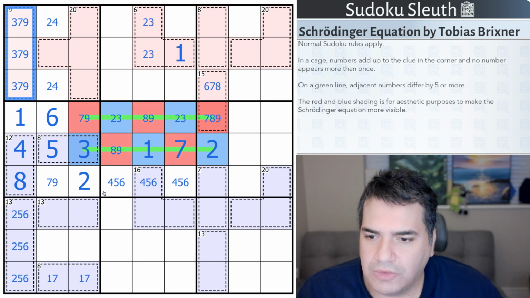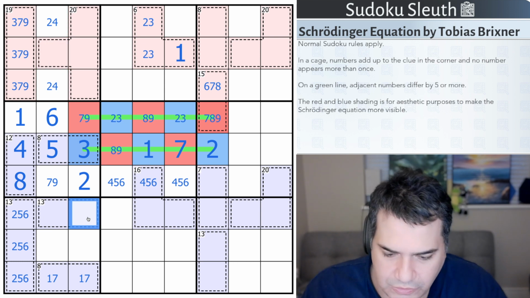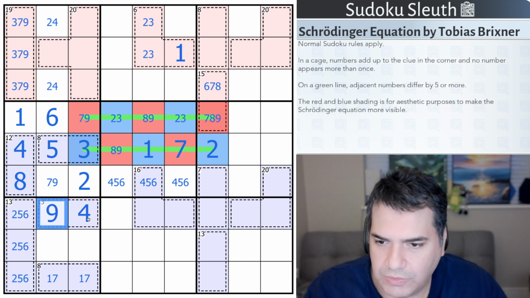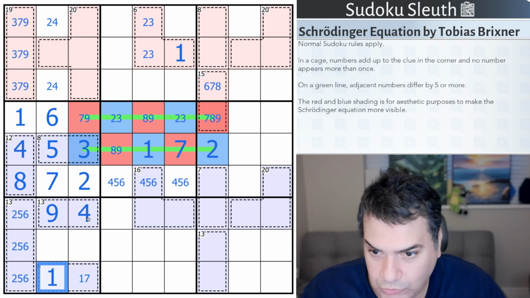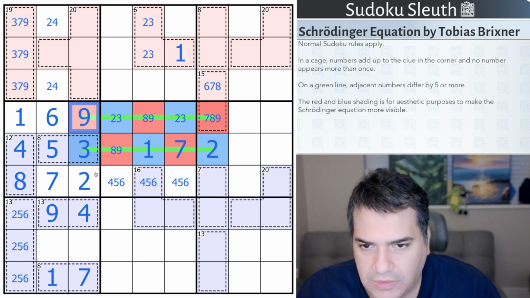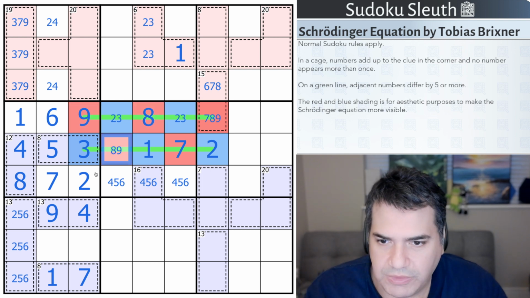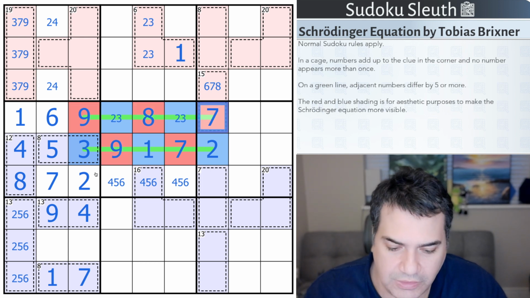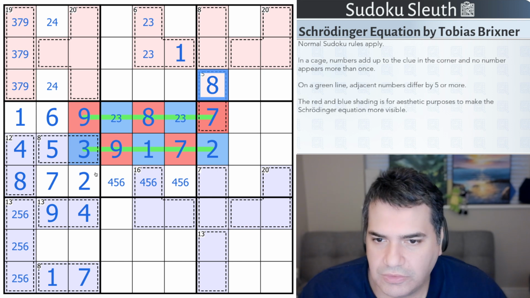Let's see, what else do I have left? So these 13 cages, it's not 6, 7. It's not 5, 8. It is 4, 9. That 4 gives me an order. That's 4. That's 9. That gives me 7. That gives me 1 and 7. That gives me a 9 in here, which gives me an 8 in here, which gives me a 9 in here, which gives me a 7 in here, and an 8 in the 15 cage.